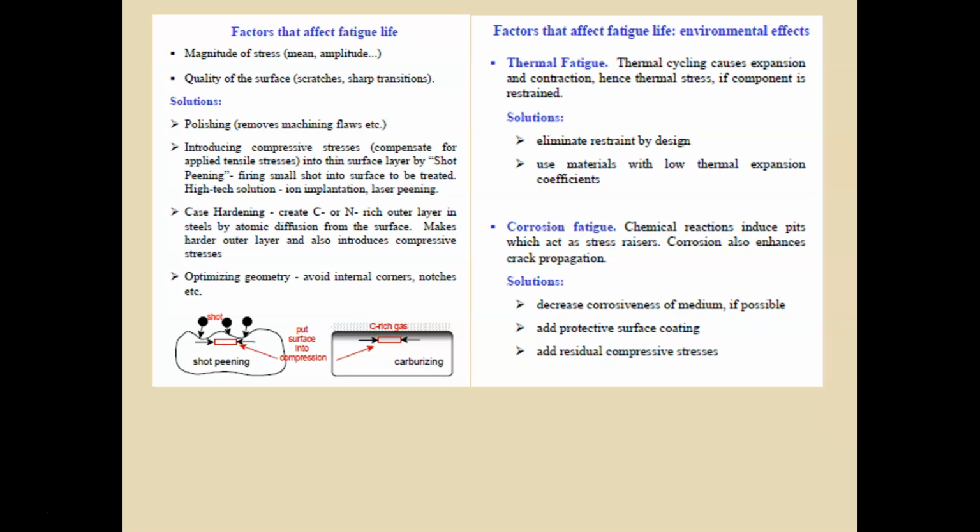Case hardening, so they can put a carbon or nitrogen-rich outer layer in steels by atomic diffusion from the surface. It makes a harder outer layer and introduces compressive stresses. Now the thing is, with case hardening, it's usually done on low carbon steels and anywhere from 5 to 15 thousandths deep, which leaves the inner material malleable. Again, it gives it a hard surface. Optimizing the geometry, avoid internal corners and notches by putting fillets and chamfers, so you don't have sharp 90-degree corners which tend to break, which is the weakest part of a part.